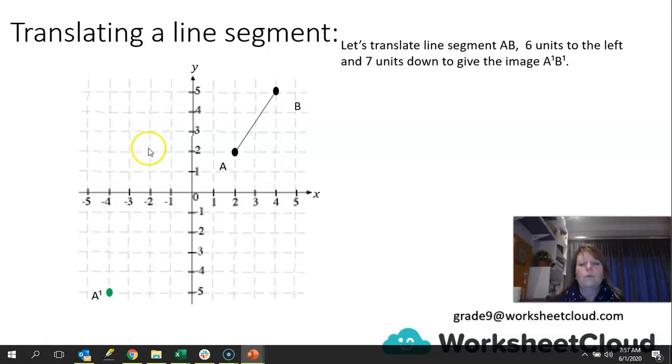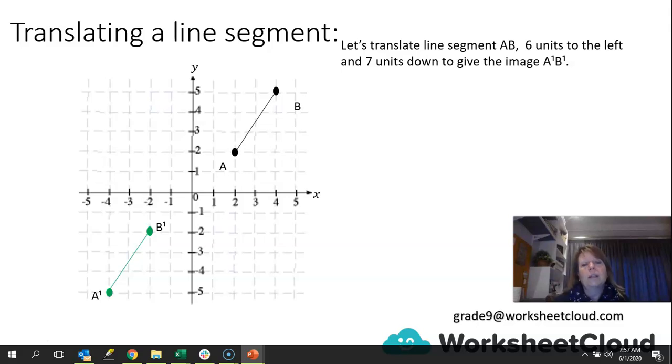1, 2, 3, 4, 5, 6, 7. So that should be where our B1 is. But now if we just left it like that, that would mean that we have two individual points and we were translating a line segment. So we need to join those points to make the line segment.